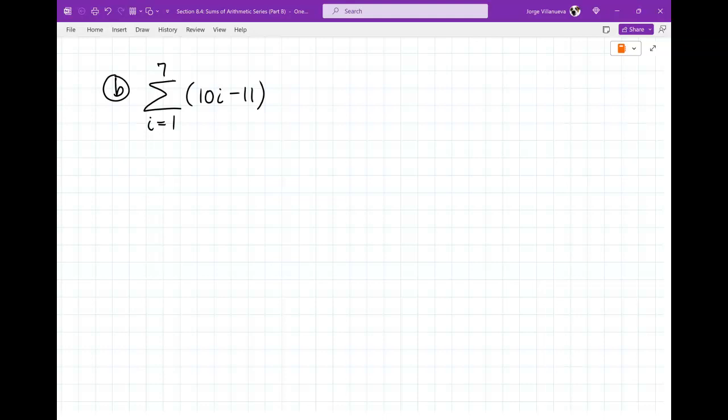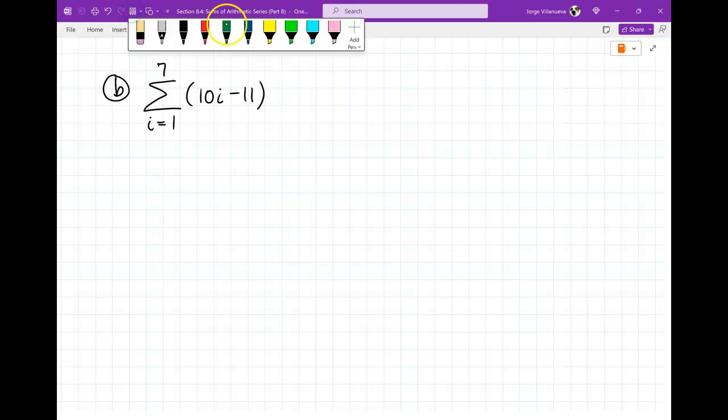So we're basically going to find the sum of the expression 10i minus 11 starting with 1 going up to 7. Okay, so we're going to find the first term, second term, third term, fourth, fifth, sixth, and seventh term, and we're going to add them all up, but without actually finding them and doing it by hand. So, again, let's find our values.